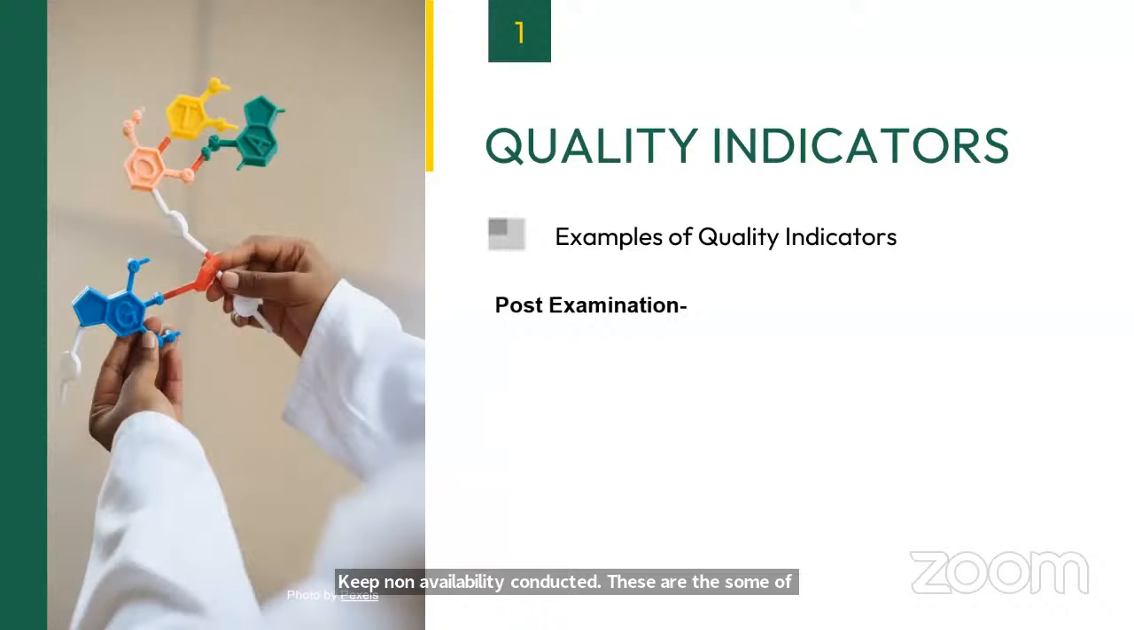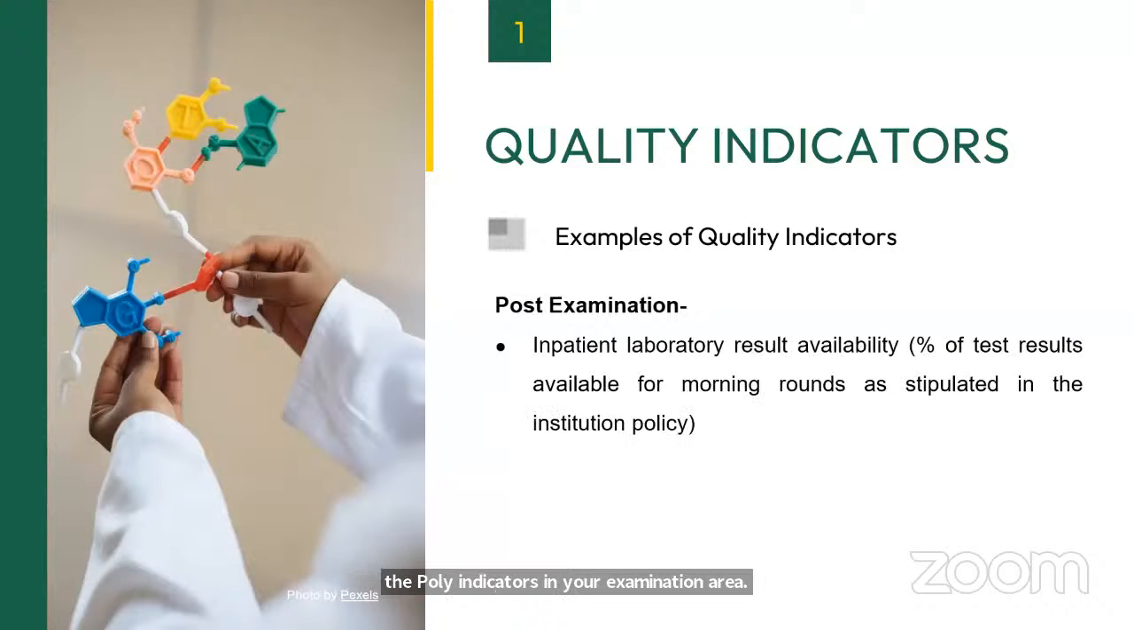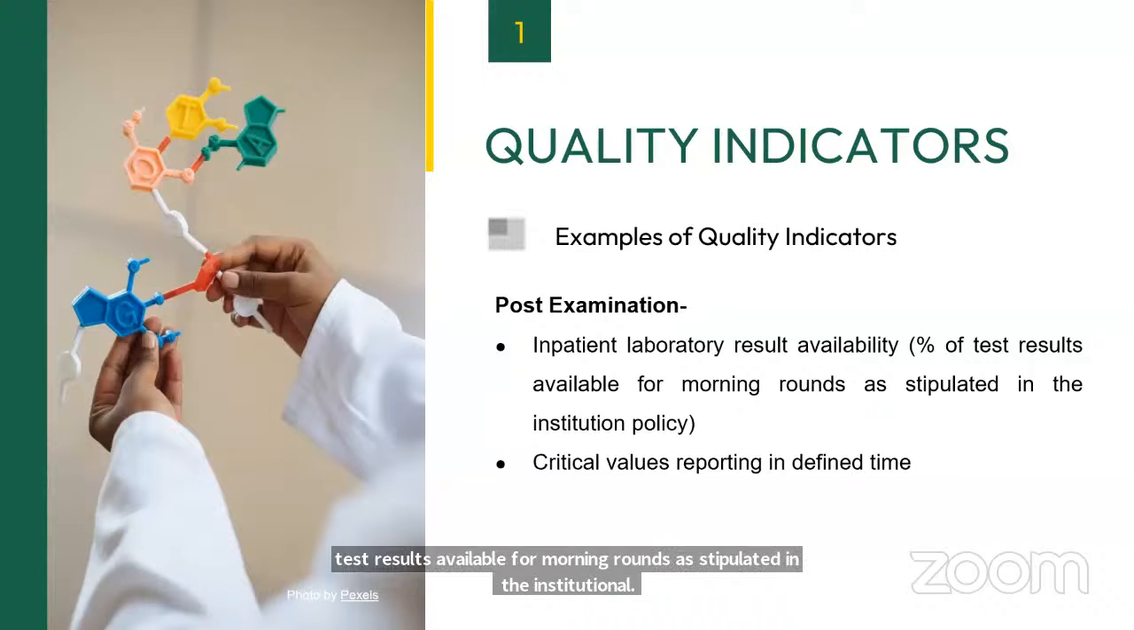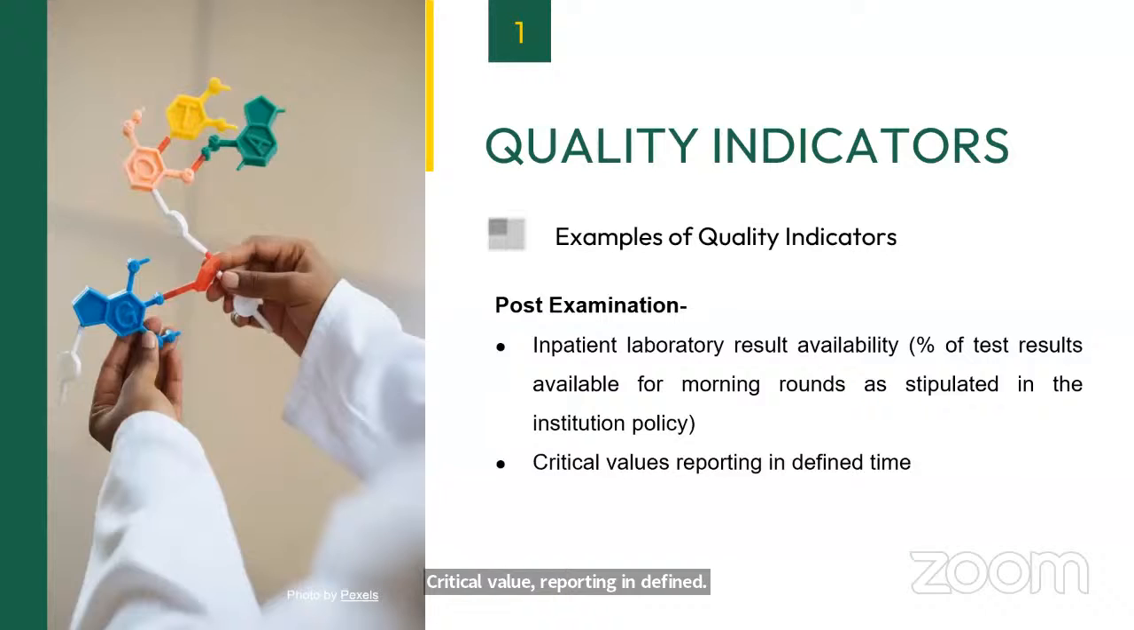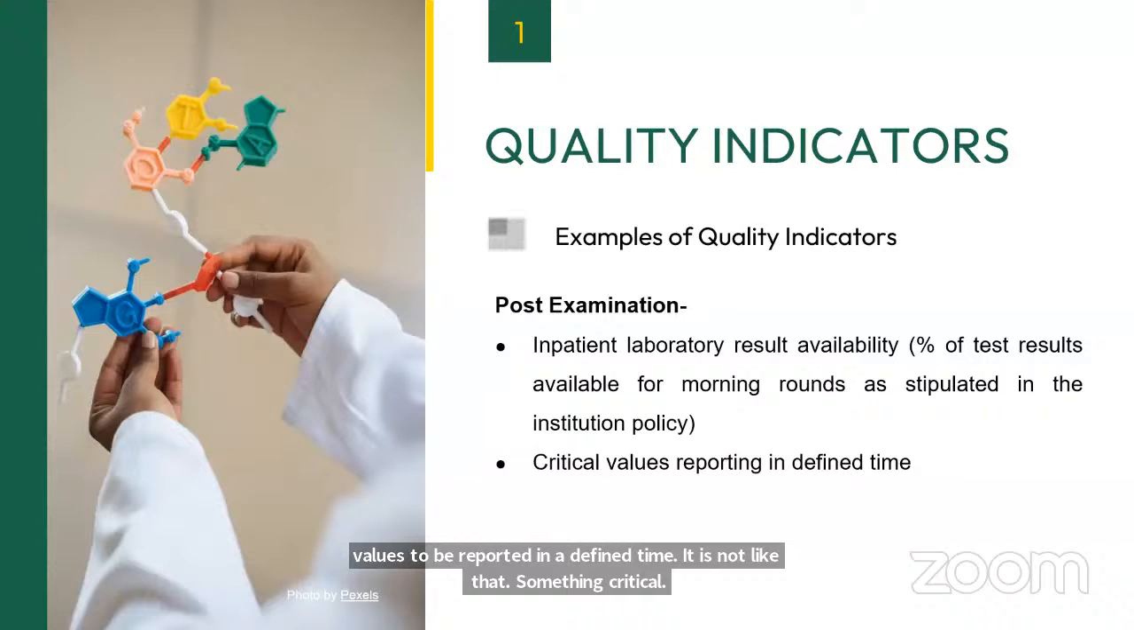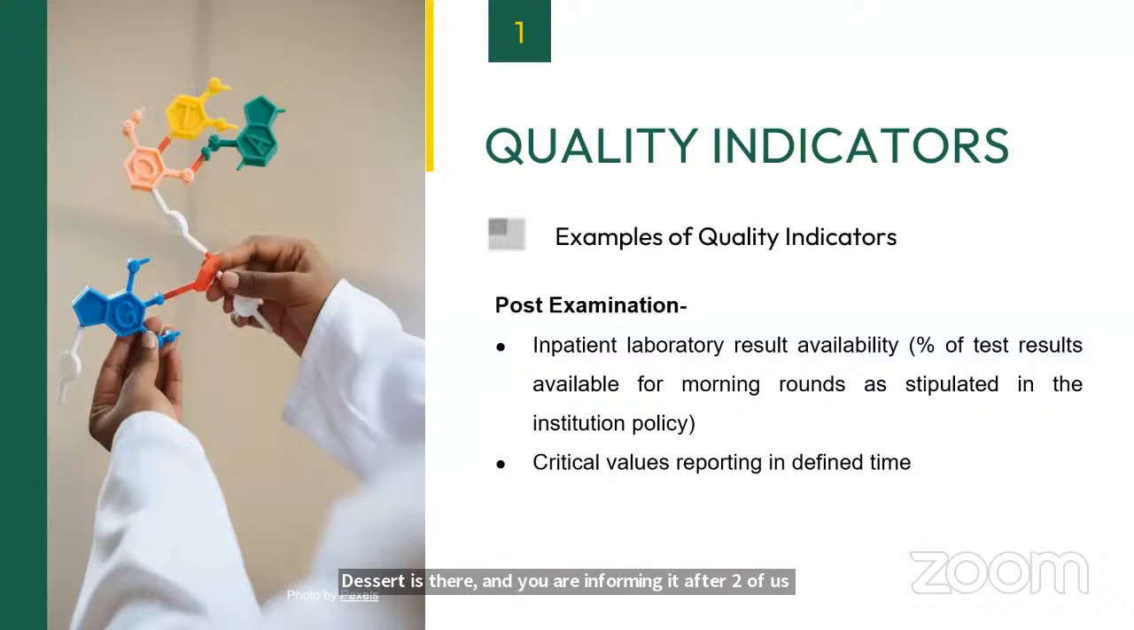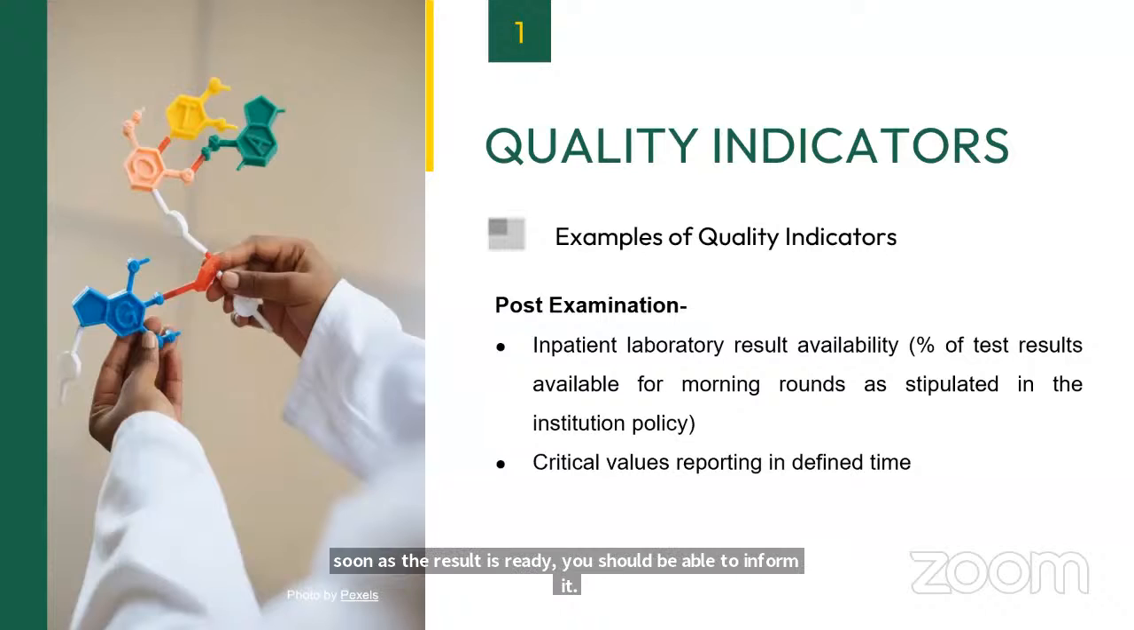These are some of the quality indicators in your examination areas. In post-examination areas, there is inpatient laboratory results availability, that is the percent of test results available for morning rounds as stipulated in the institutional policies. Critical values should be reported in a defined time. It is not that a critical result is there and you inform it after 2 hours or 1 hour. As soon as the result is ready, you should inform it within 5 minutes or within a maximum of 10 minutes so that appropriate actions and decisions can be taken.